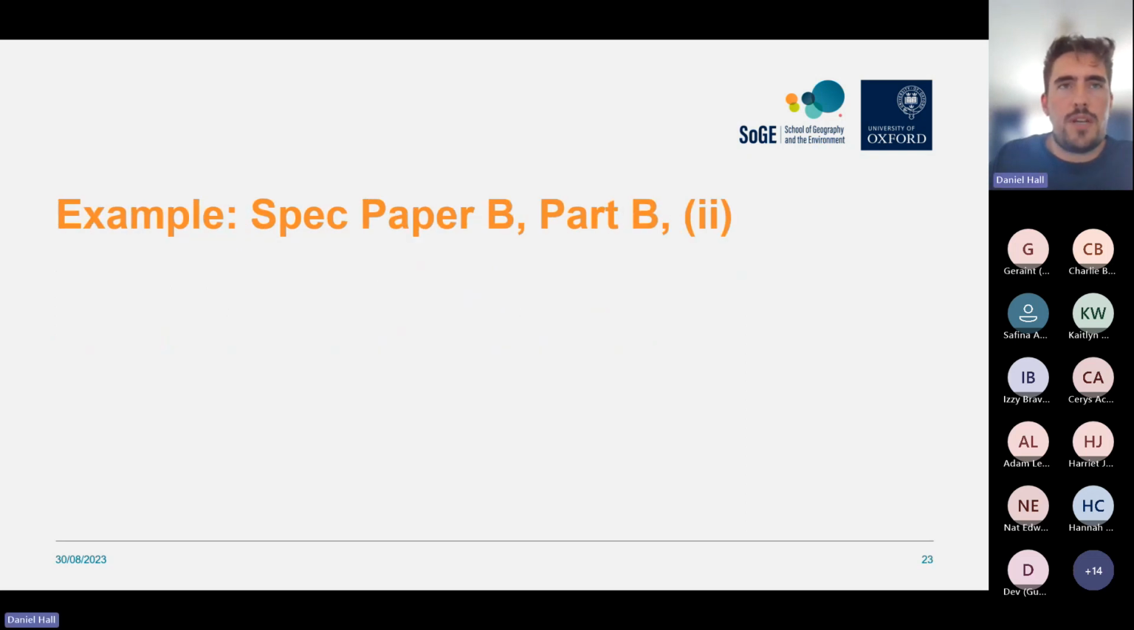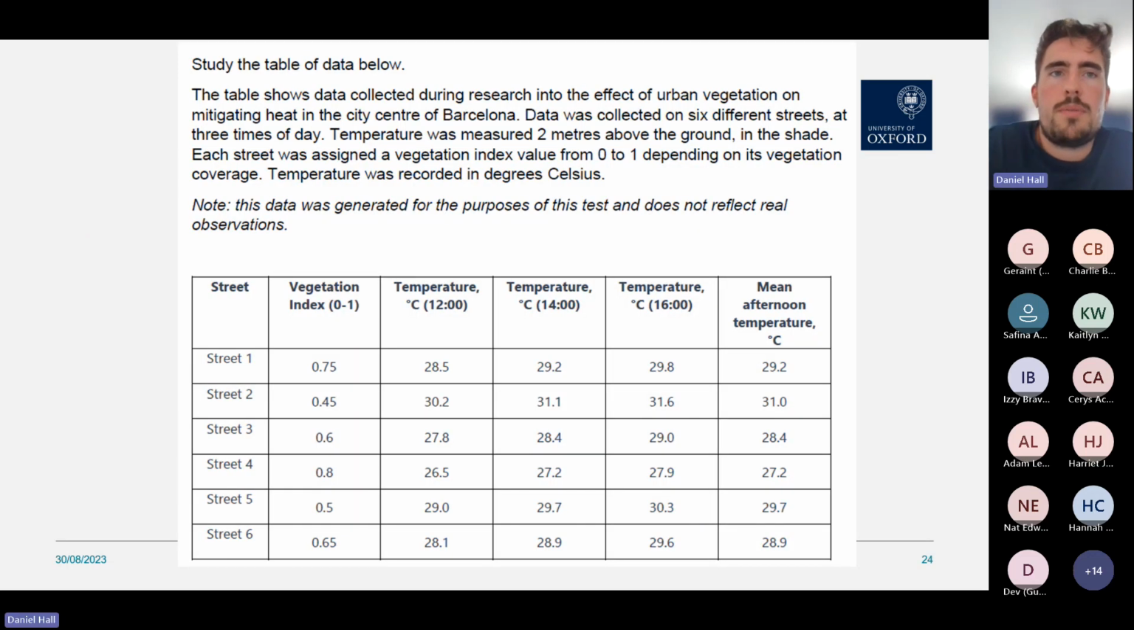So for example, for this one, we're going to look at specimen paper B again, part B, subsection 2. If you open up the PDF, scroll down to part B, subsection 2, please. We'll have a couple of minutes to look at that, and I have just got the table of data up on the screen now. So just 2 quick minutes to have a little look at this information, and then we'll go through some of the questions.